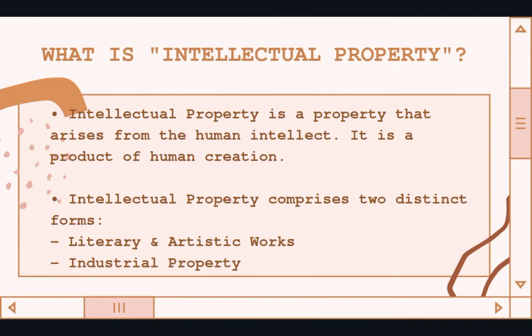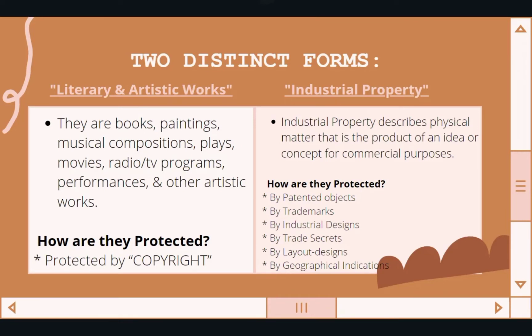Intellectual property is a property that arises from the human intellect. It is a product of human creation. Intellectual property comprises two distinct forms. These are literary and artistic works, and the second one is industrial property. Let us know their differences.